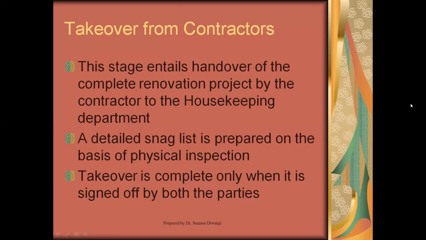Once the snag points are taken care of, again by contractor or the project team, again you have to snag it. And only after the check, complete takeover is possible and signed off by both the parties. That's the housekeeper and the contractor or the project team. So this is what the entire refurbishment program is. It's complete only when there's a sign off and takeover from the contractor. Then of course you go into this detailed spring cleaning of in-depth cleaning, and then inspections, and then finally the room is ready to be let for guests or to be sold.